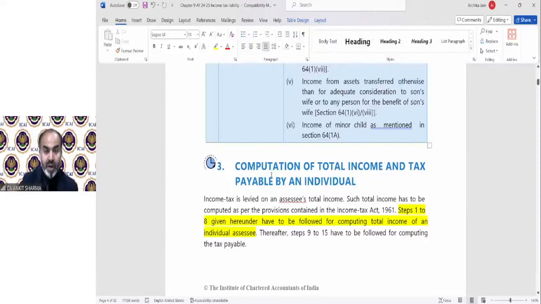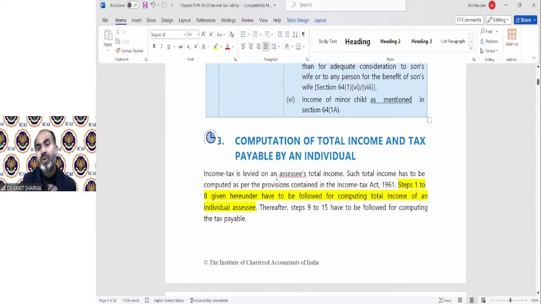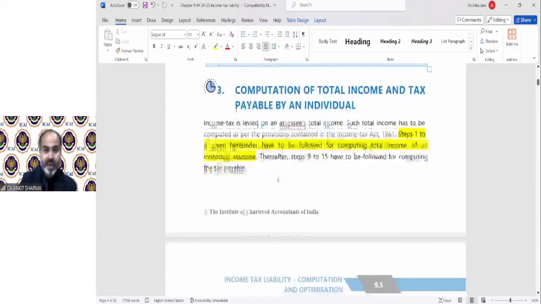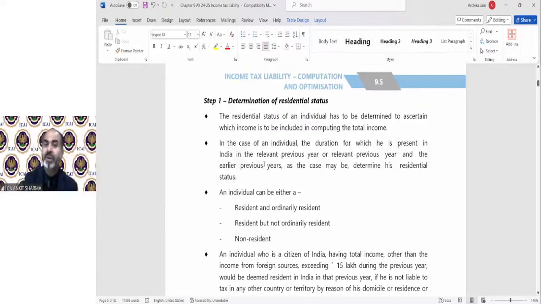Computation of total income and tax payable by an individual. How do we compute the income and tax? For that purpose, we have to follow step one to step number eight, which we have already discussed in the chapters we have gone through. Step number one is determination of residential status. In chapter number two, you went through the provisions of residential status, in which the person can be a resident and ordinary resident, or a resident but not ordinary resident, or a non-resident.